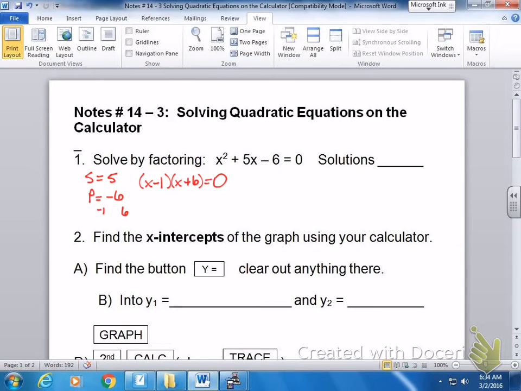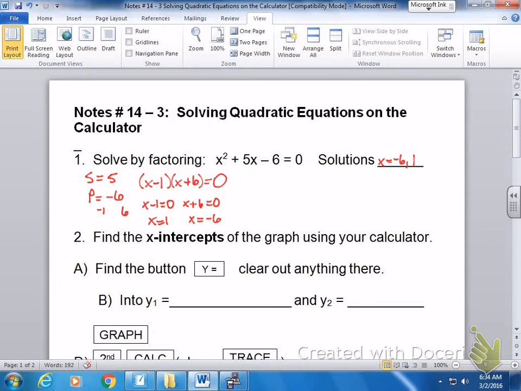Now we can set each of those factors equal to 0 and solve. So x minus 1 equals 0, x plus 6 equals 0. We can solve both of those pretty easily. On one of them we can add 1 to both sides, and we get x equals 1. The other one we can subtract 6 from each side and get x equals negative 6. So the solutions by factoring are x equals negative 6 and 1. Now, let's see if we can do that on our calculator.